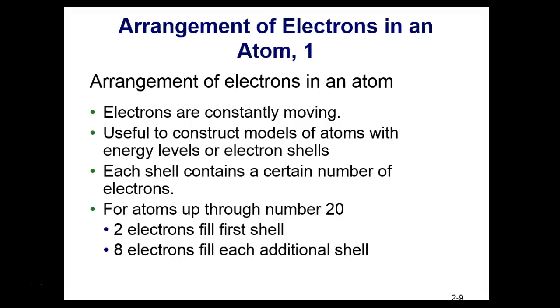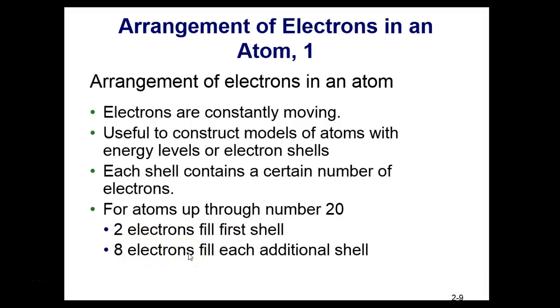Electrons, as we know, are orbiting the nucleus, which means they're outside of your nucleus. They're constantly moving, but they occupy what you call shells, and on each shell you can only have a certain number of electrons. For example, the first shell can only hold 2 electrons.